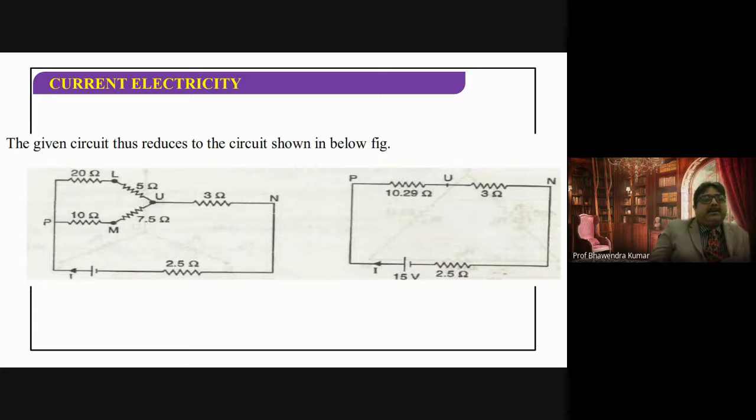Now the circuit will become like this. The 5 ohm resistor which we had got will be in series with this 20 ohm. This 7.5 will be in series with 10, and this will be the 3 ohm resistor that will be left. These two series, and these series will be in parallel. That will be in series with this, and with this we have to find the value of I.